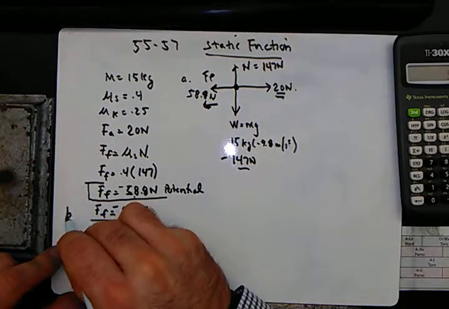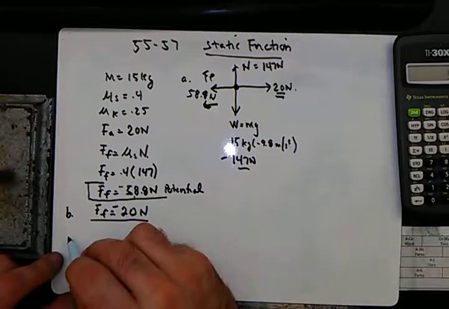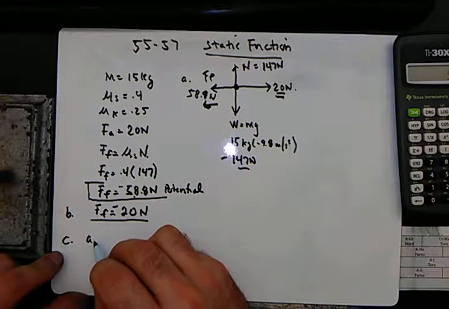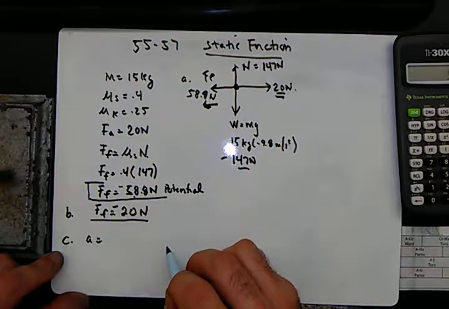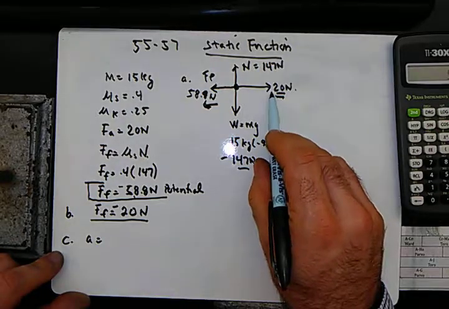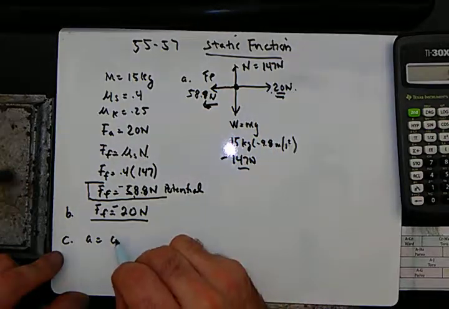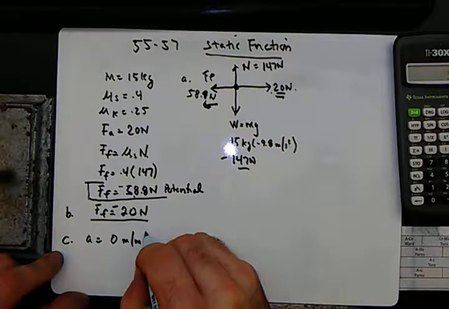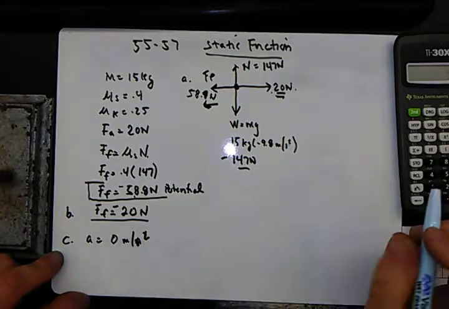That was part B. Part C was very simple. What is the acceleration of the object? Well, if I can't get it to move, it's not going to accelerate. So the acceleration is 0 meters per second squared.